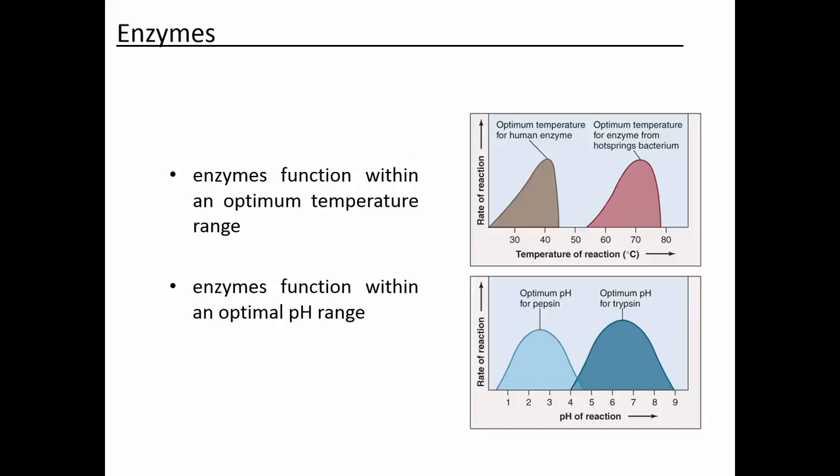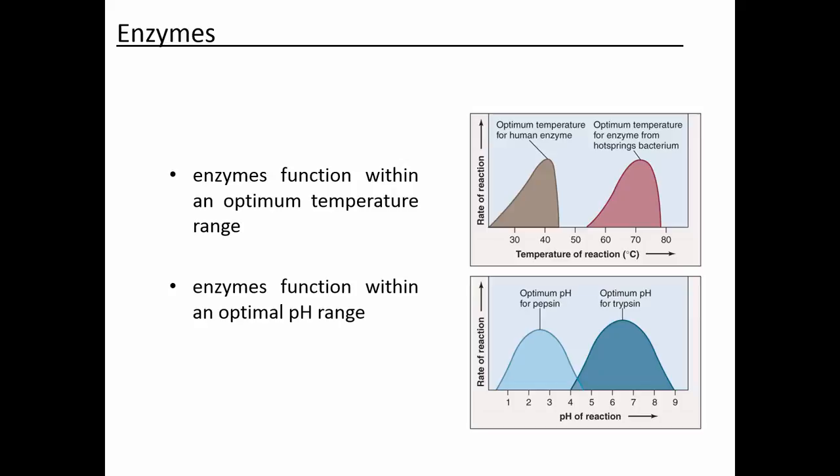As an example of that, the optimum temperature for enzymes in your body is about 35 degrees Celsius to 40 degrees Celsius, and body temperature is 37. So all your enzymes better be able to work within this range because your body temperature is going to fall in that range, and that happens to be the optimum temperature for most of the enzymes in your body.